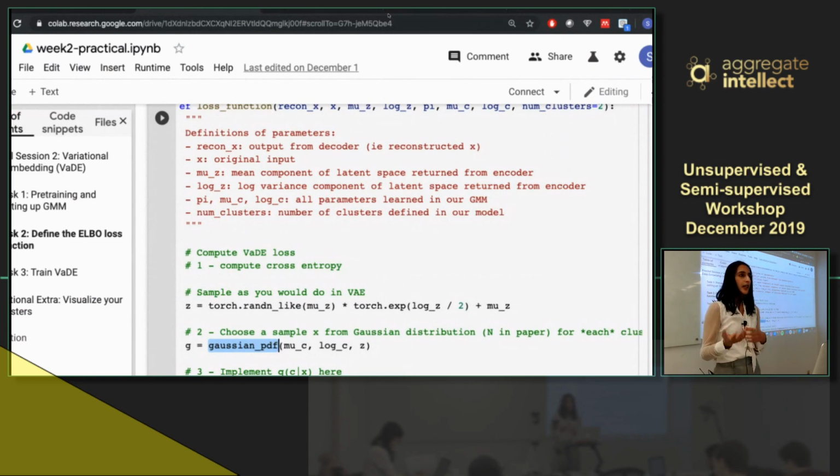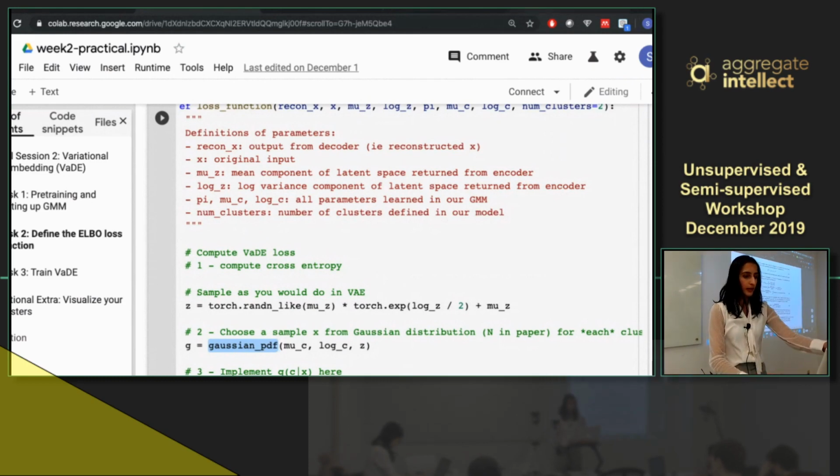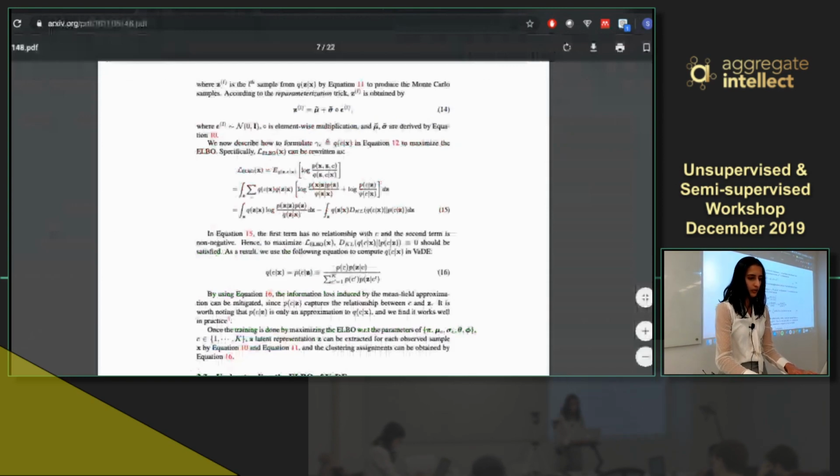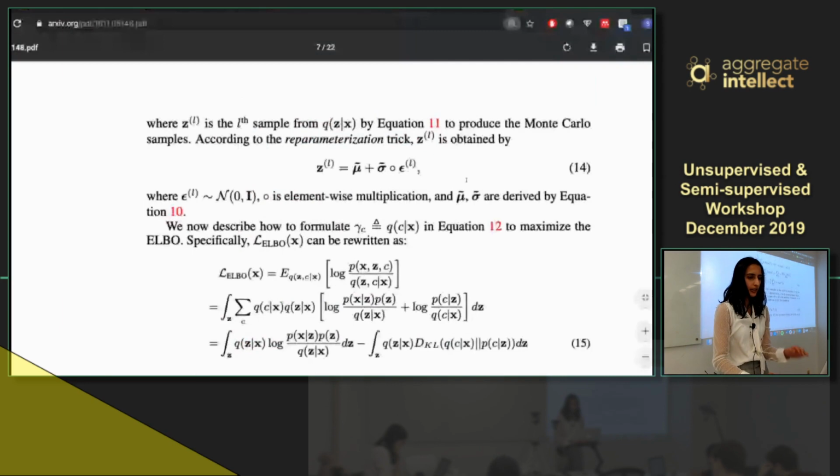First of all, Willie and a few other people online were hoping I would go through a little bit more of the theory behind the loss function. I think it's a good idea before you get stuck in. So I'm going to load up the paper here. I will also try and zoom in so you can see it. This is the VaDE paper, which I gave you the link to. And this is the equation. Equation 12 was the one I was showing you earlier.